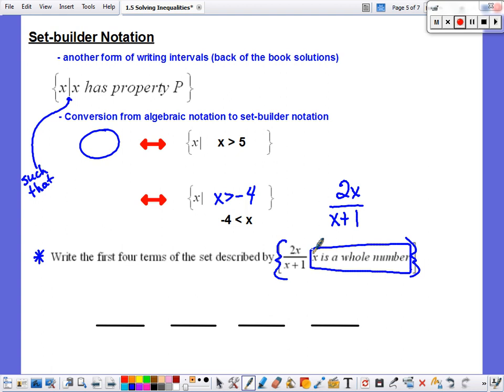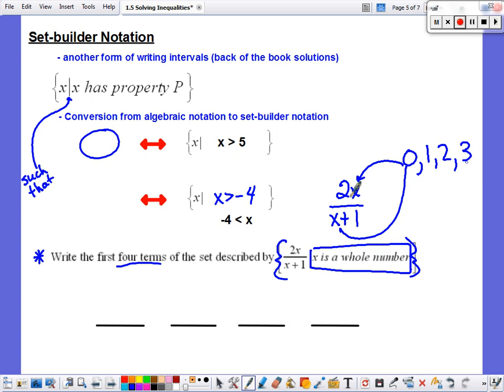Remember back in Algebra 1 when we talked about sets of numbers, the whole numbers start with 0, 1, 2, and 3. So those are the first 4 terms in the whole numbers. What they want us to do is describe the numbers if I plugged in 0, 1, 2, and 3. What would be those 4 numbers?